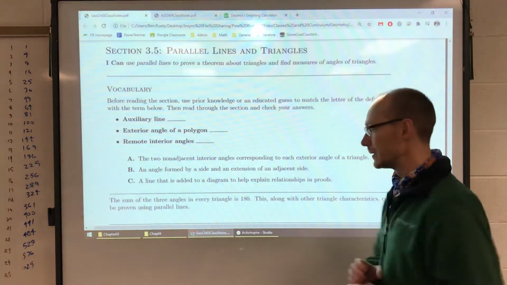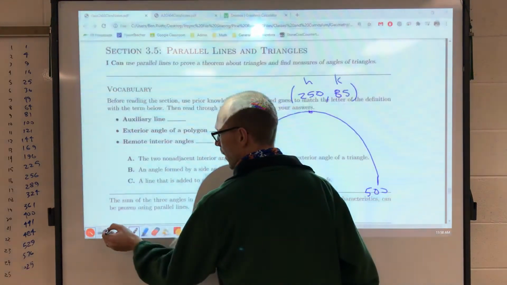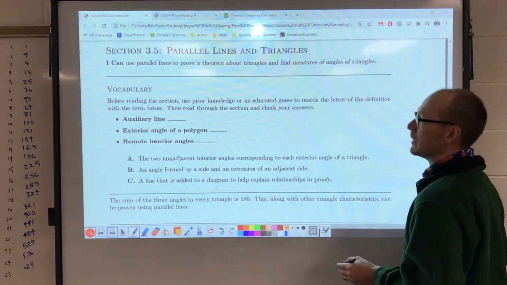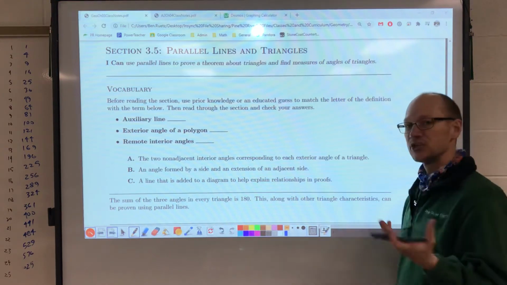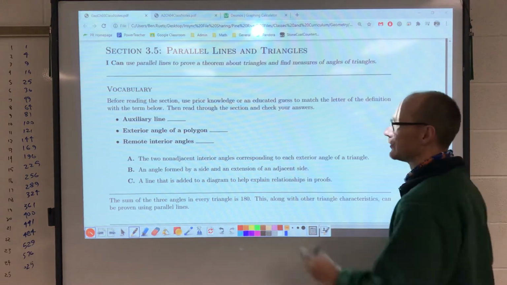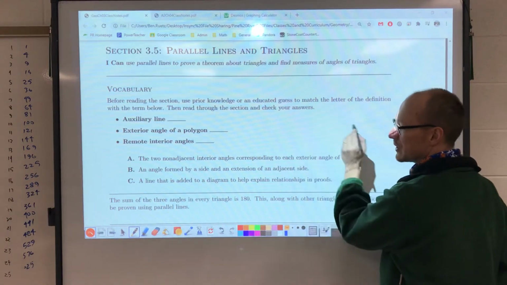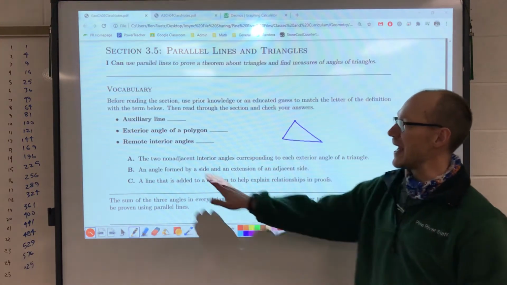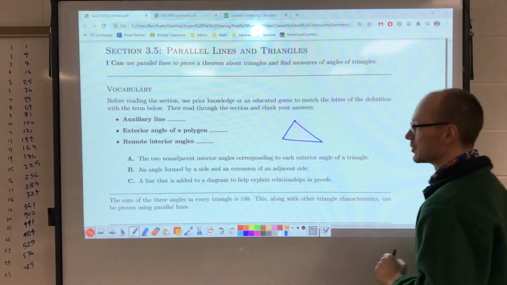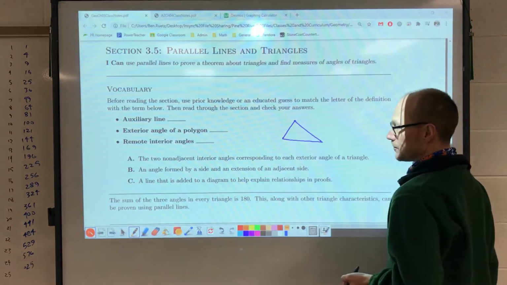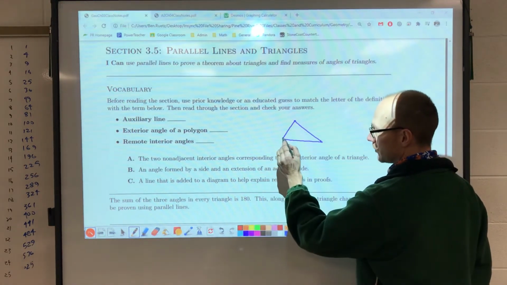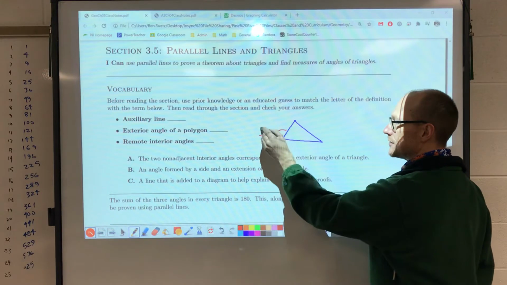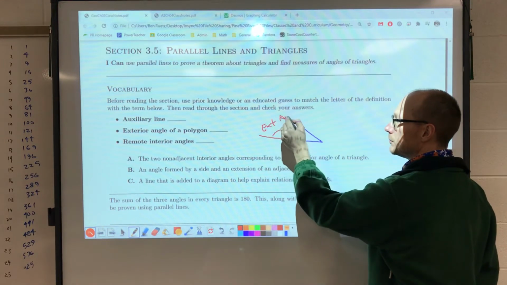It's called auxiliary line. An auxiliary line is when we have a figure, a triangle, a quadrilateral, some kind of shape, or some kind of diagram, and we add something to it for the sake of our benefit. So for instance, let's say that I've got a triangle right here, and I want to talk about an exterior angle of this triangle. Well, what is an exterior angle? The exterior angle is the angle, if I draw an auxiliary line, this becomes the exterior angle, okay?